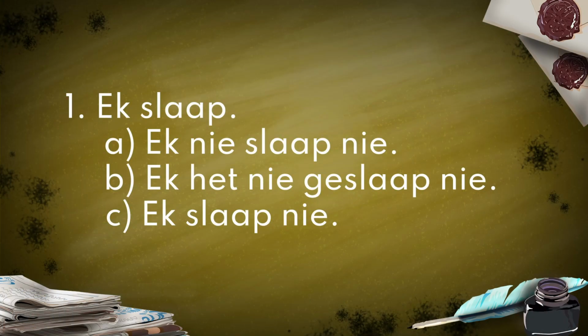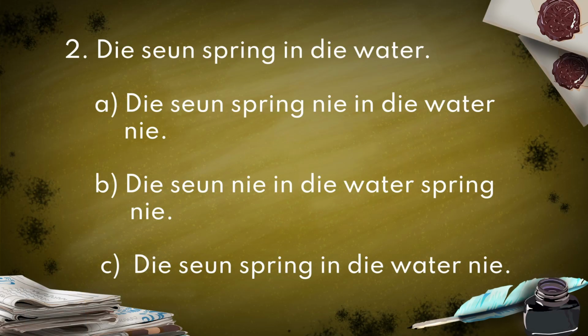Ek slaap, ek nie slaap nie. Ek het nie geslaap nie. Ek slaap nie. Sentence 2. Die seun spring in die water. Die seun spring nie in die water nie. Die seun nie in die water spring nie. And die seun spring in die water nie.